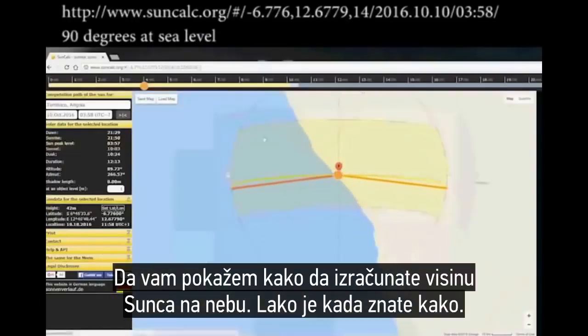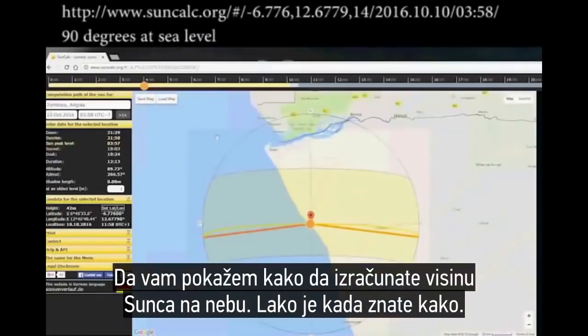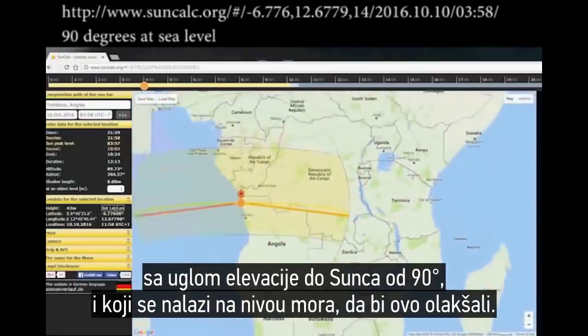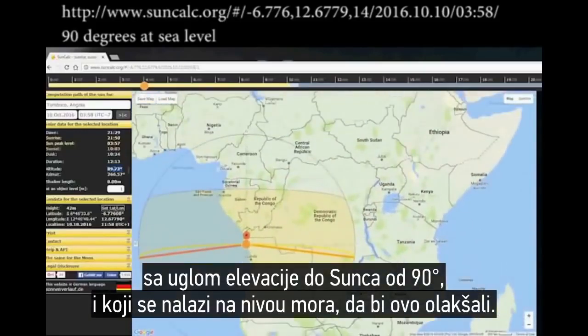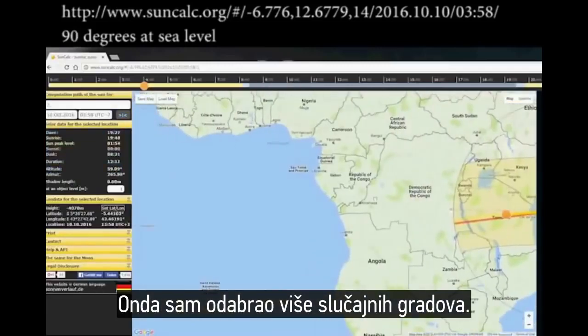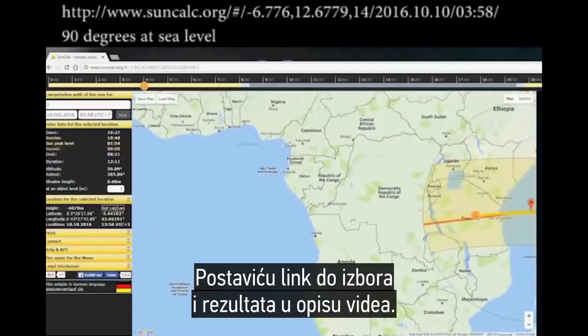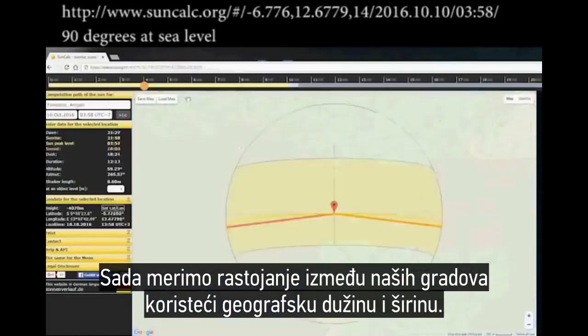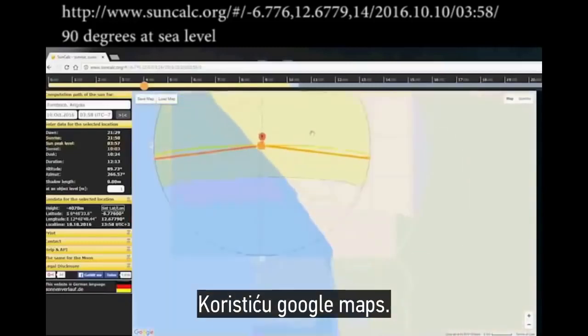Let me show you how to calculate the sun's height in the sky. It's easy when you know how. I chose a city that was on the equator, with a 90-degree elevation angle to the sun, and at sea level to make this very easy. Then I chose multiple cities at random. I will link my choices and results in the description. Now we measure the distance of our cities by using the longitude and latitude. I'm going to use Google Maps.